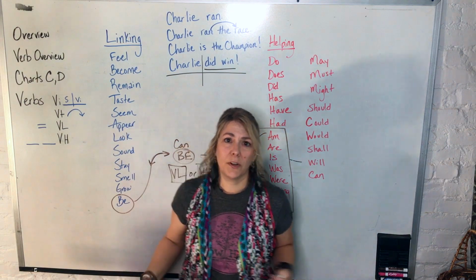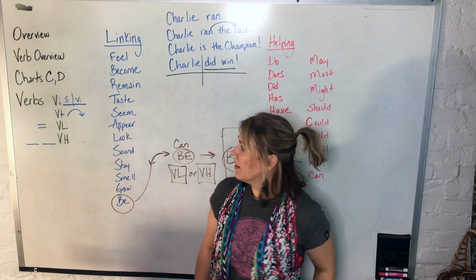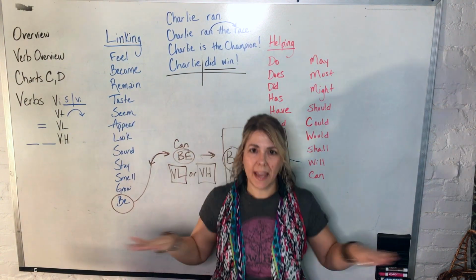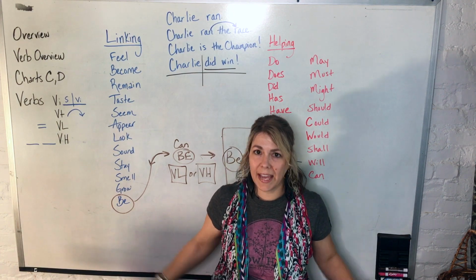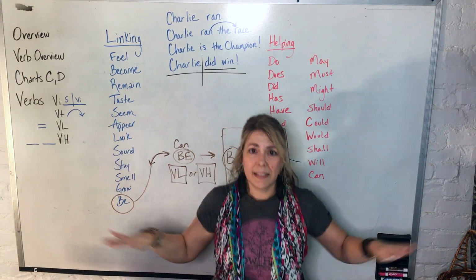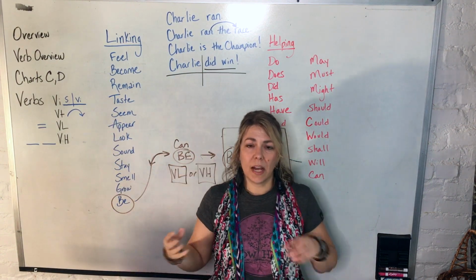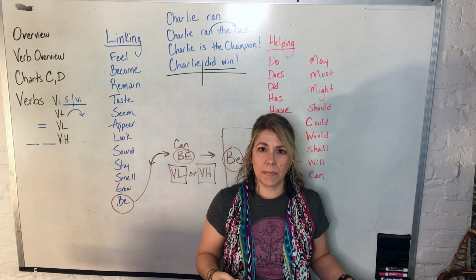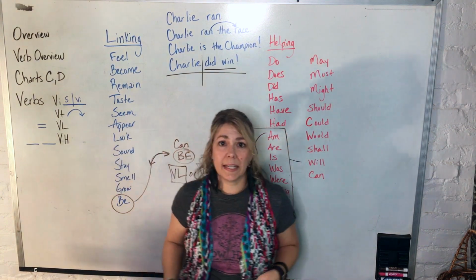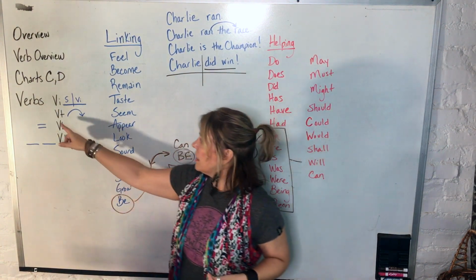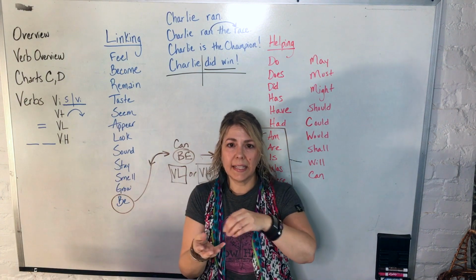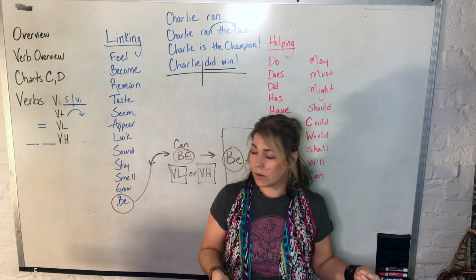VI stands for verb intransitive. Kind of like home plate, you're safe. There's no more action, okay? So if Sadie sings, there's nothing else. She's just singing. She's not transferring that action to something specific. If Sadie sings songs, then it's verb transitive, and it's taking the singing and putting it into the songs.